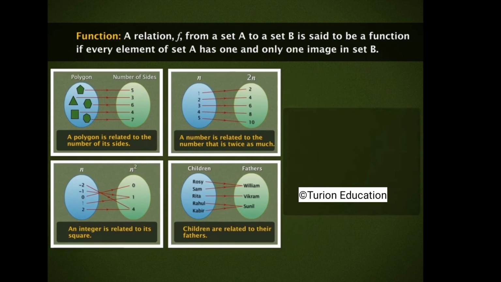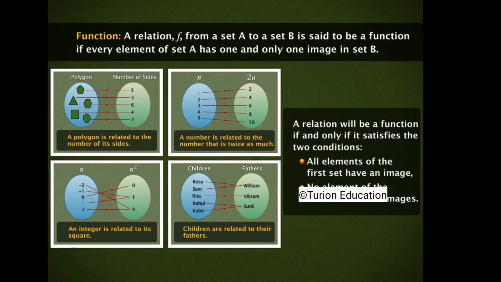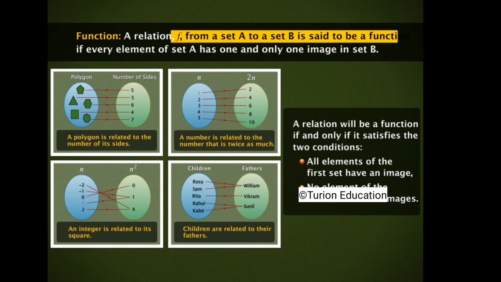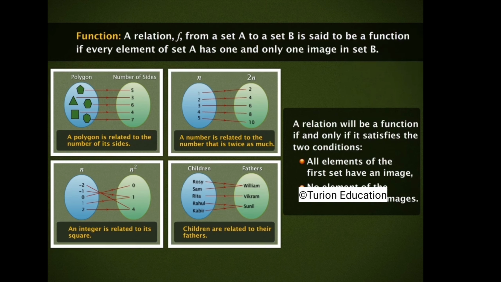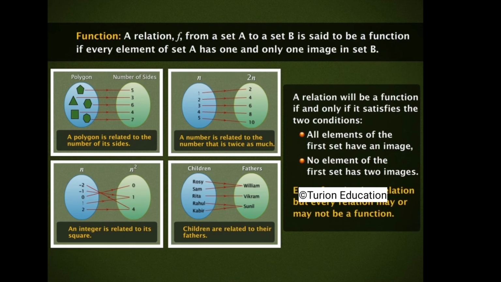From this, we can conclude that a relation will be a function if and only if it satisfies the two conditions. First, all elements of the first set have an image. Secondly, no element has two images. Also note that a function from set A to set B is also called mapping or association from set A to set B. From this, we can conclude that every function is a relation, but not the other way around.